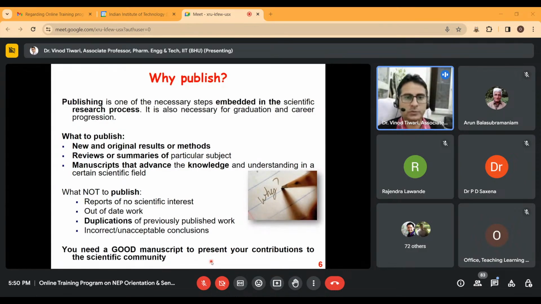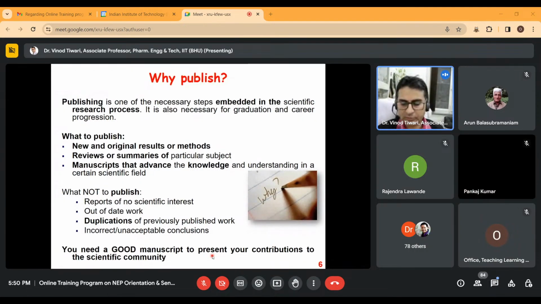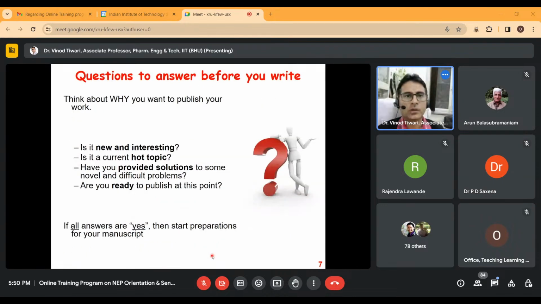Just like in IIT BHU as well, if you want to get promoted from assistant to associate professor, minimally you have to have at least 3 to 4 research articles in that span of time. So it's required for career progression as well.